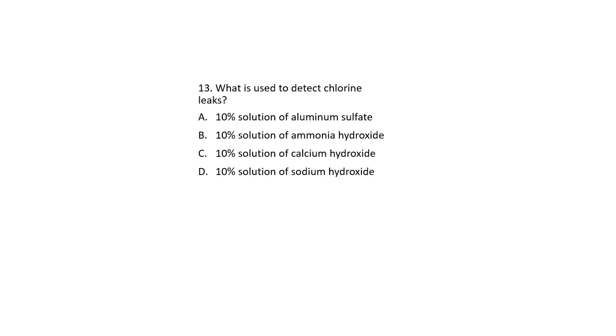What is used to detect chlorine leaks? 10% solution of aluminum sulfate, 10% solution of ammonium hydroxide, 10% solution of calcium hydroxide, 10% solution of sodium hydroxide. Aluminum sulfate is a coagulant. Calcium hydroxide is used in lime softening to adjust pH. Sodium hydroxide is used for pH control, or is soda. Ammonium hydroxide causes a white cloud when mixed with chlorine, so the answer is B.